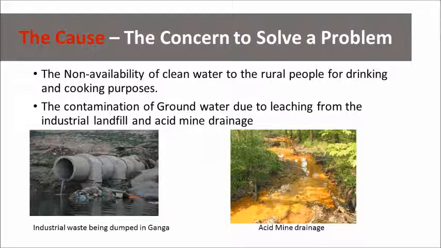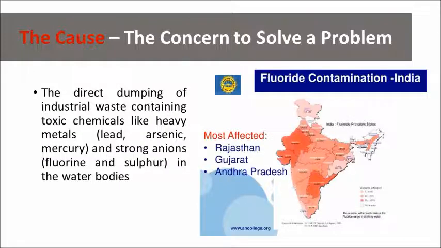So the first C, the cause. The most common problem in rural areas is the scarcity of clean water. Also, one other major issue is the contamination of clean water resources by industrial wastes, through the direct dumping of industrial waste containing toxic chemicals like heavy metals such as lead, arsenic and mercury, and strong anions like fluorine and sulfur in the water bodies.